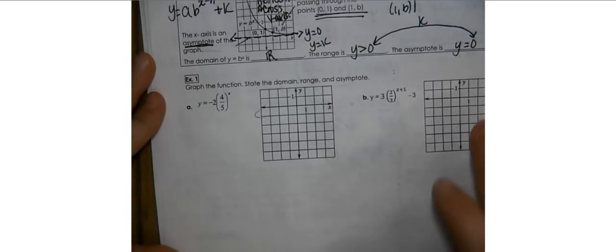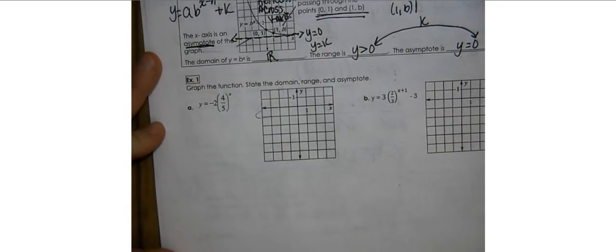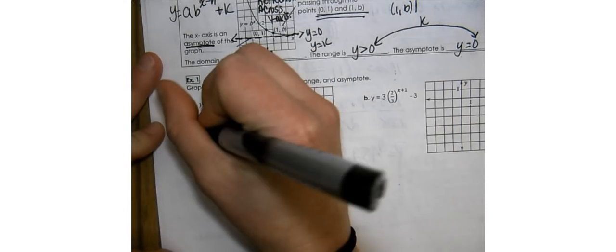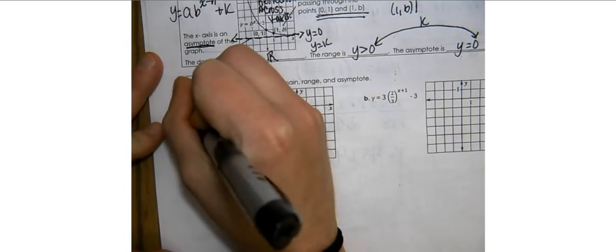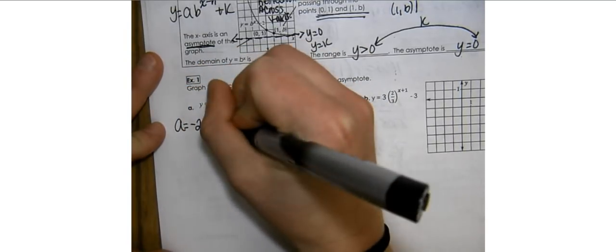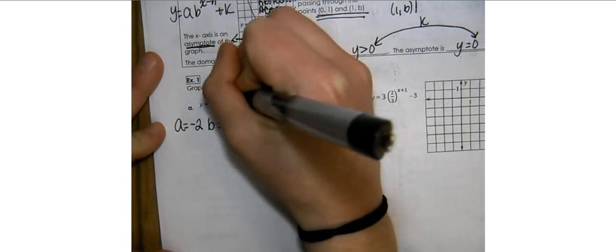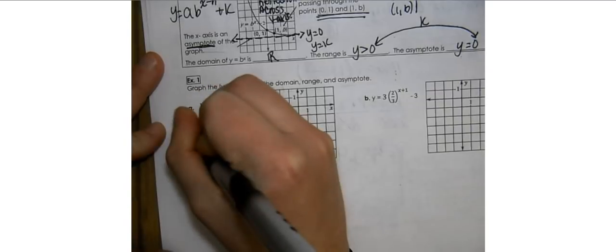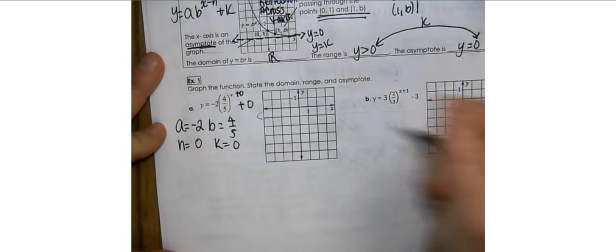Now, if you do end up with an a value that's negative, like in letter A, we would still end up with a reflection across the x-axis, and we would still have the same transformations as what we've had in the past. So for letter A, we're still going to be identifying our same information just like we did with our growth models. Our a value is going to be equal to -2. Our b value is going to be equal to 4/5. We're not adding anything in the exponent position, and we're not adding anything outside of the problem, so our h value is going to be 0, and our k value is also going to be 0.